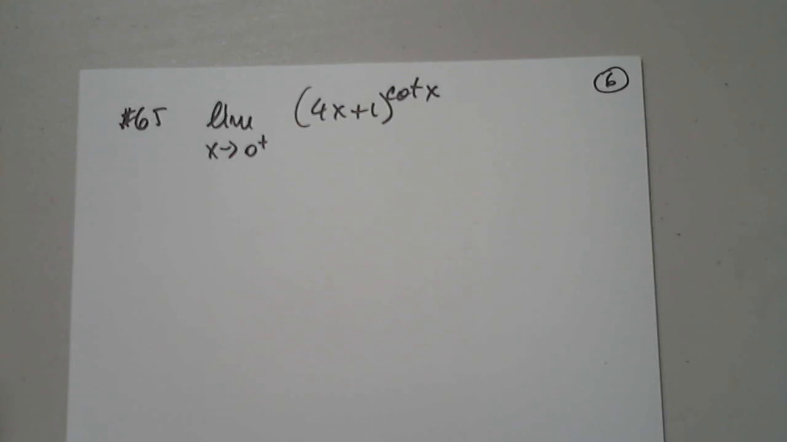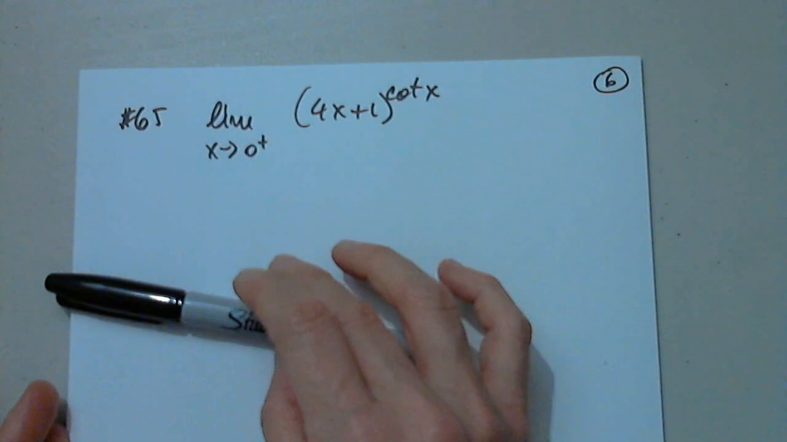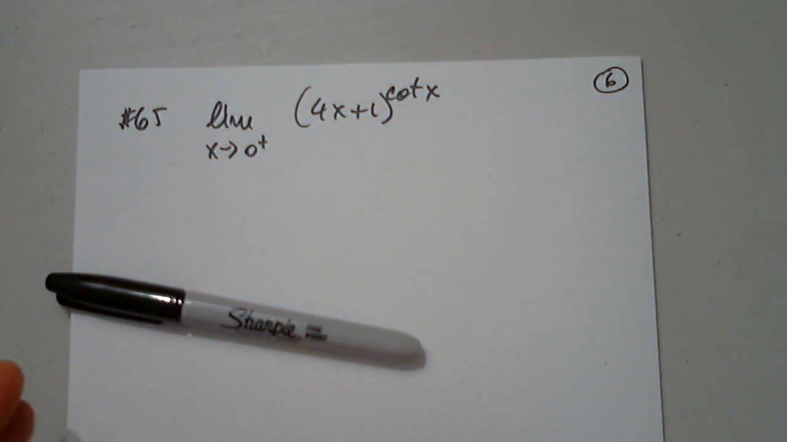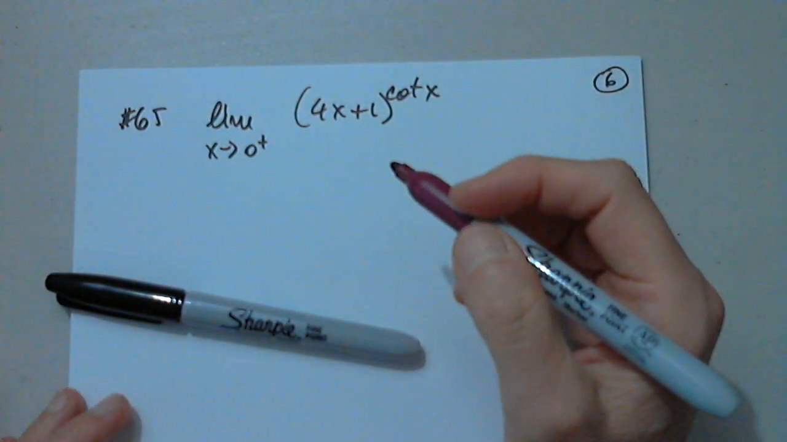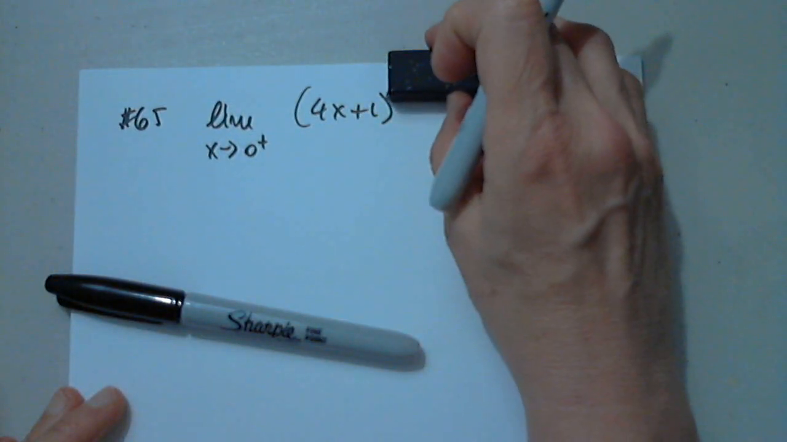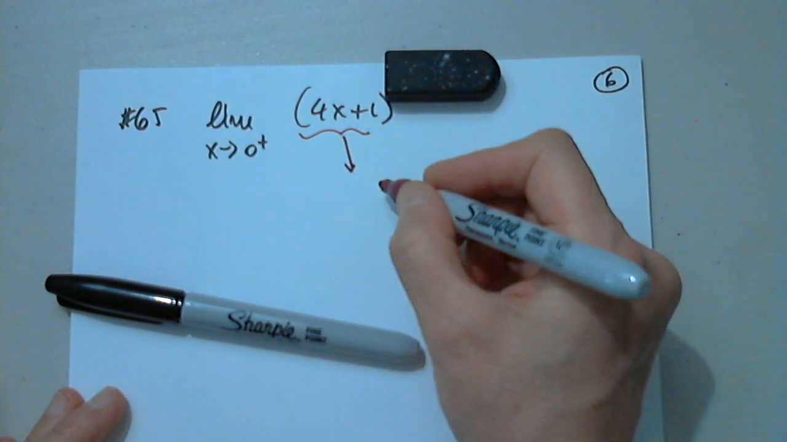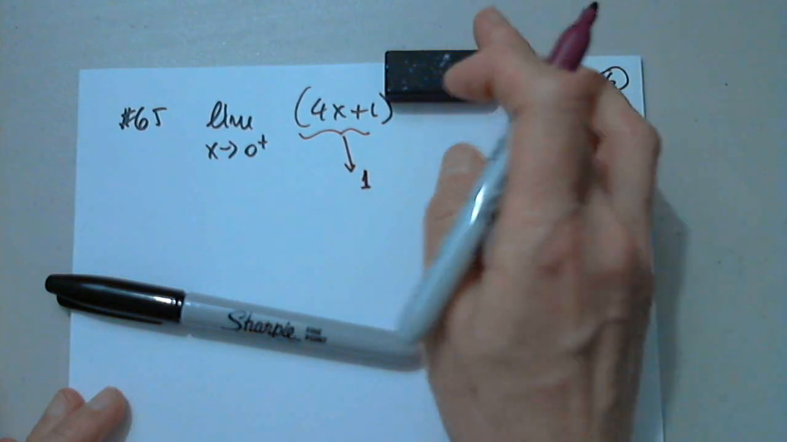Let's take a look. This is a limit. What do we have to do first? Plug it in. So, where is this going? 1. Very good.